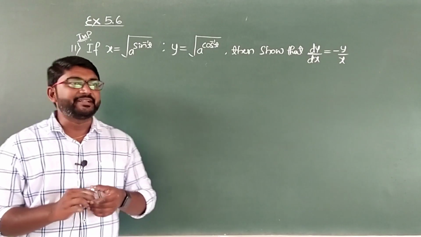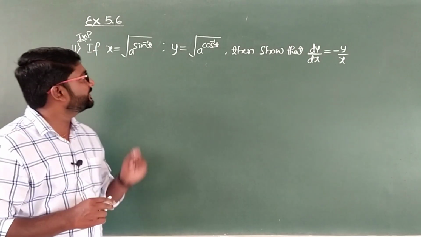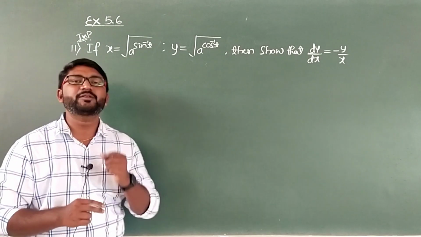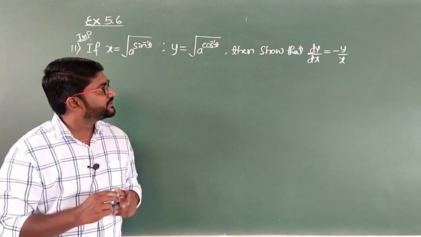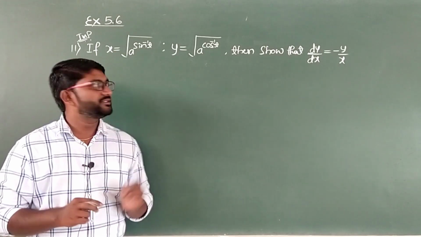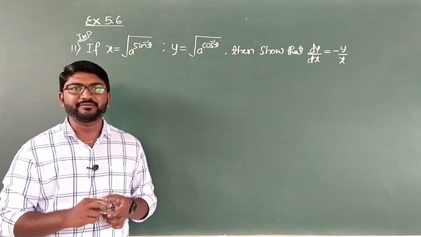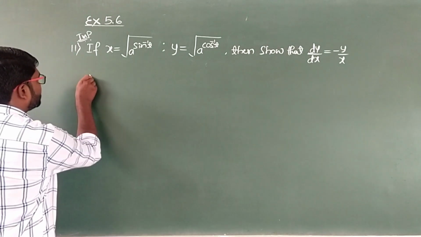Question number 11: if x equals square root of a raised to sin inverse t and y equals square root of a to the power cos inverse t, then show that dy by dx equals minus y by x. This question was given 2-3 times in the annual exam, so mark this as important for 3 marks. Let us go ahead with the solution here.